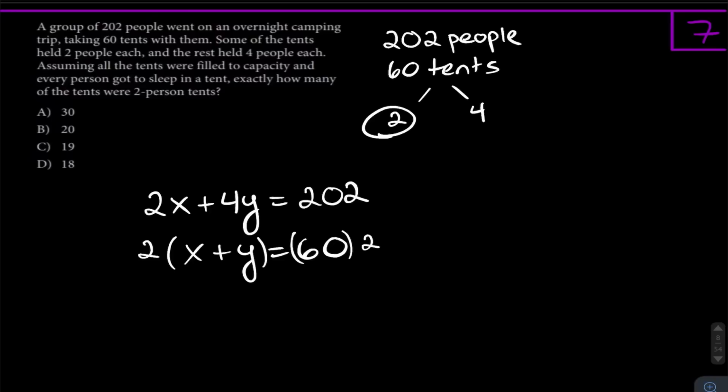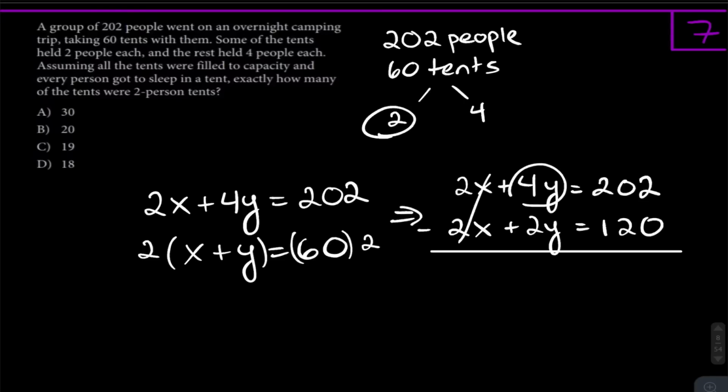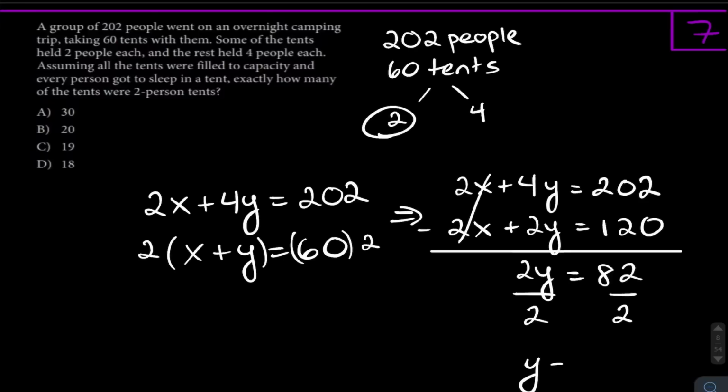We can multiply this equation by 2, and then we can get the x's to cancel. So we get 2x plus 4y equals 202, and 2x plus 2y equals 120. You just subtract these 2 equations. A 2x minus a 2x goes away. 4y minus a 2y is 2y. And 202 minus 120 is 82. Dividing by 2 on both sides, you can see that the amount of 4-person tents we have is 41.